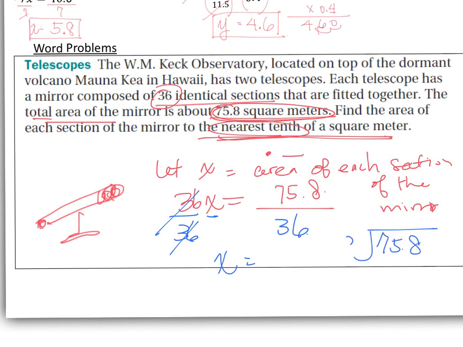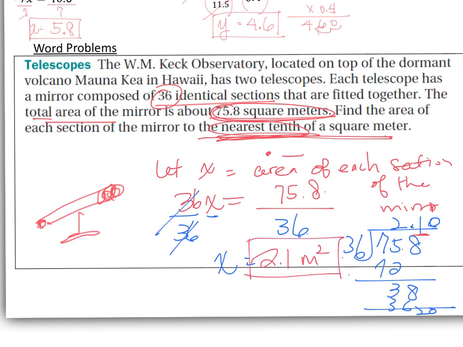75.8 divided by 36, we take 2, 72, 38, and this would be 1, 36, 2, 20, and we know 36 can't use 1 anymore, it has to be 0, so we could round 1 to 1 because it wants the answer to the nearest tenths. So our answer will be 2.1 square meters. And that concludes our lesson.